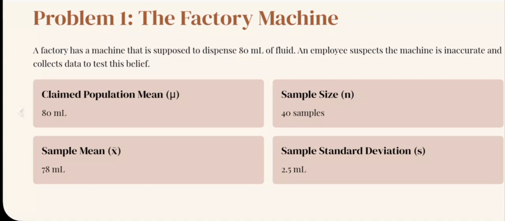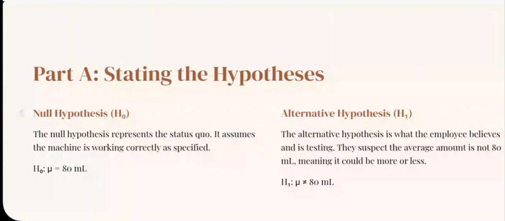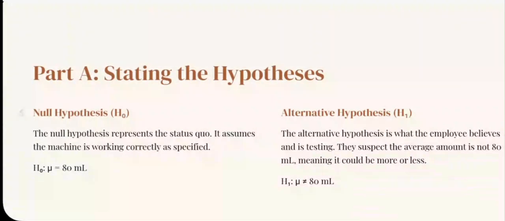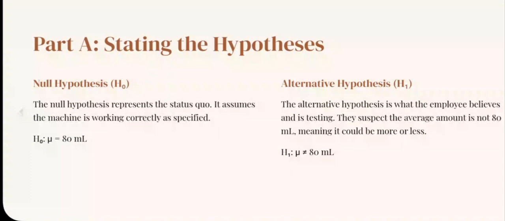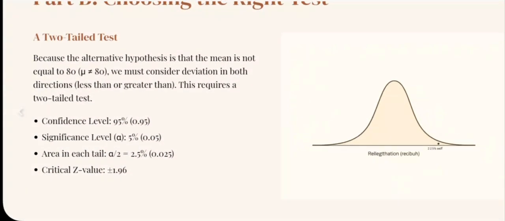Now part B, at a 95% confidence level, is there enough evidence to support the idea that the machine is not working properly? What would you say? Well, first we need to determine what type of test we're going to do. Is this a one-tail test or a two-tail test? The fact that the alternative hypothesis says not equal to 80 means it could be more than 80 or less than 80. It could be on the left side or on the right side. We need to conduct a two-tail test.